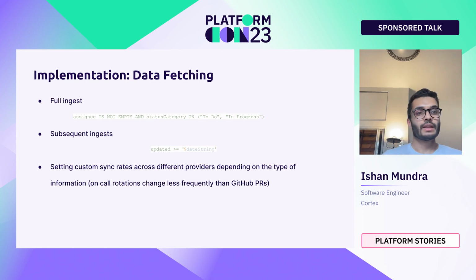and deal with failures accordingly. Another thing we thought about was setting custom sync rates with different providers. Depending on which provider you are and what type of information it is, we might reduce or increase the rate at which we're fetching this data. For something like on-call rotations, which change a lot less frequently, you don't expect someone to be going into PagerDuty every minute looking for updates. It happens on a bigger time scale. We might fetch that data less frequently than GitHub PRs, which we would want to be a little bit more snappy and responsive to be really useful for developers.